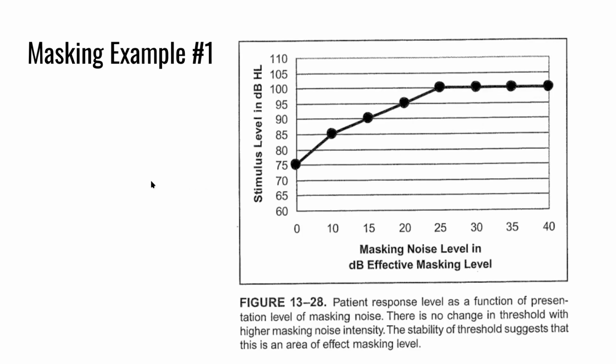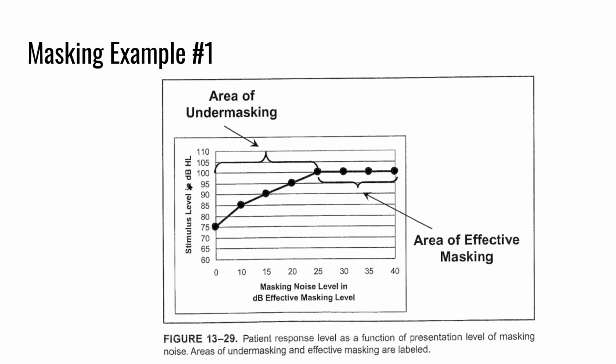That's enough for us to call that threshold, for that air conduction threshold. Can we stop here? Yes, we can. So this is our area of effective masking, from initial masking level to final masking level. The patient response level is a function of presentation level of masking noise. Areas of undermasking are here to the left, below the plateau, and effective masking or plateauing is the flat line, the horizontal line.